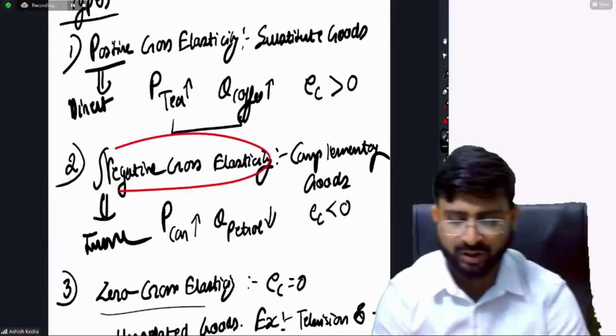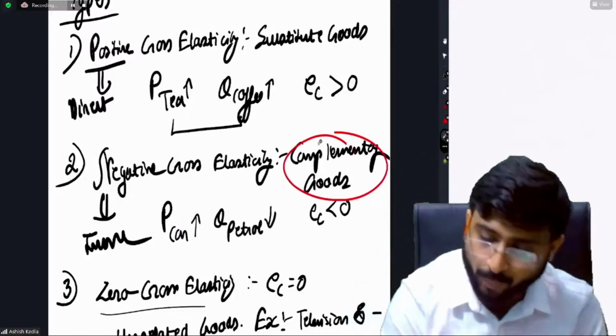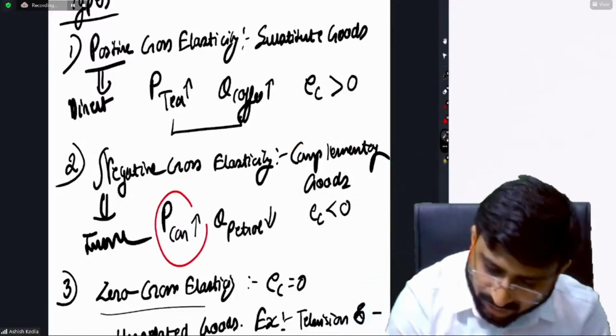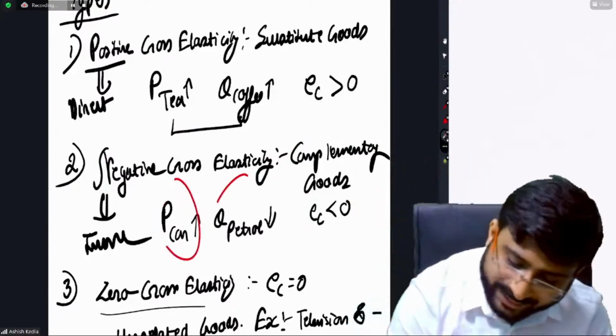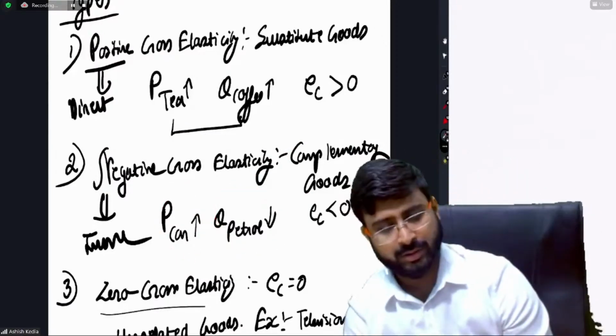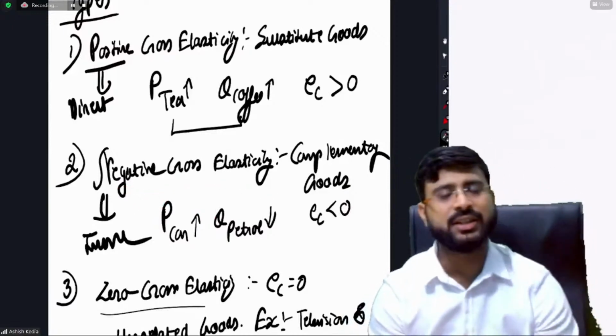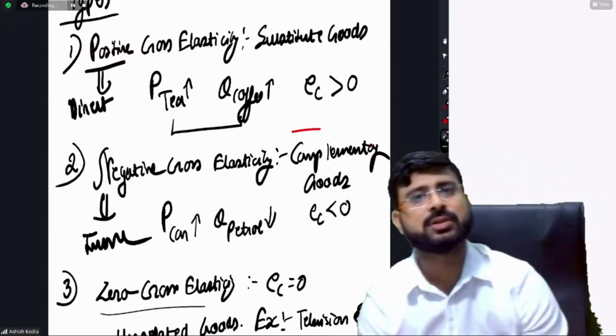Sir, what is negative cross elasticity? It happens in case of complementary goods. So if price of car rises, what happens to quantity of petrol? If price of car rises, quantity of petrol falls. That is negative cross elasticity. It happens for complementary goods.